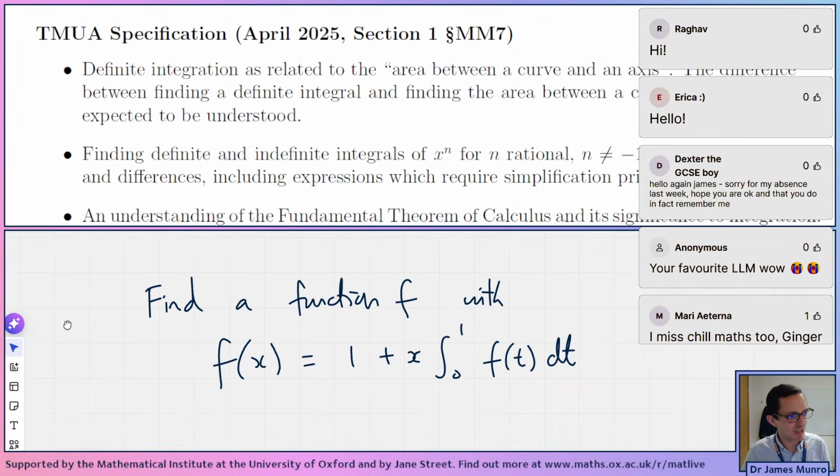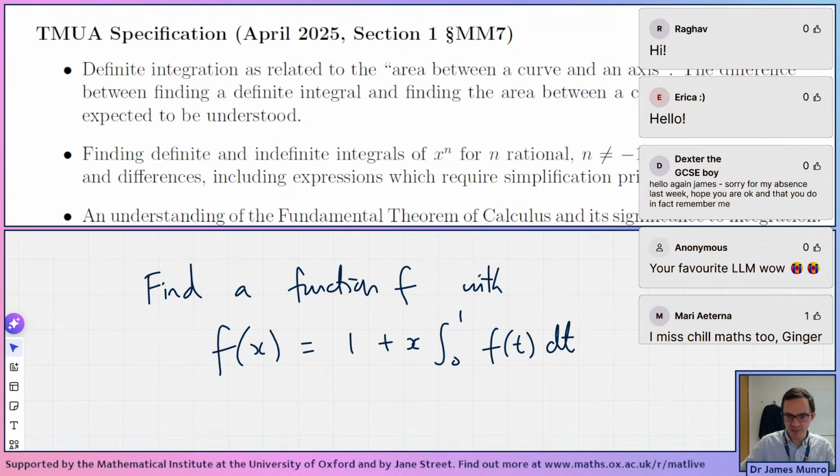We always start with a bit of a question. This one is not TMUA. This is a question from a summer school that I run, so I'm using it here just for fun. Here's a question with an integral in it. And the reason I like this question is it tests a little bit your understanding of what a definite integral actually is.